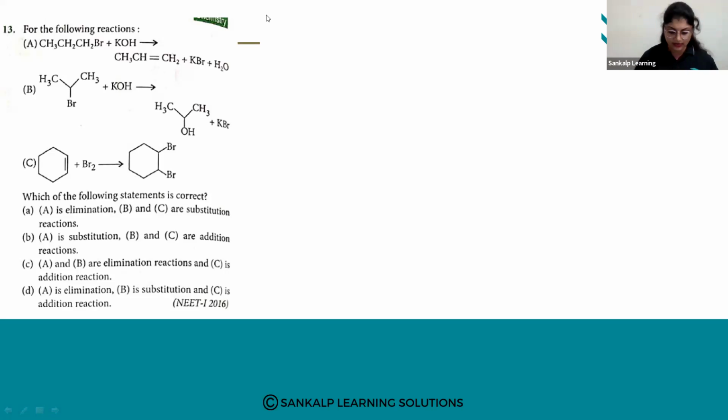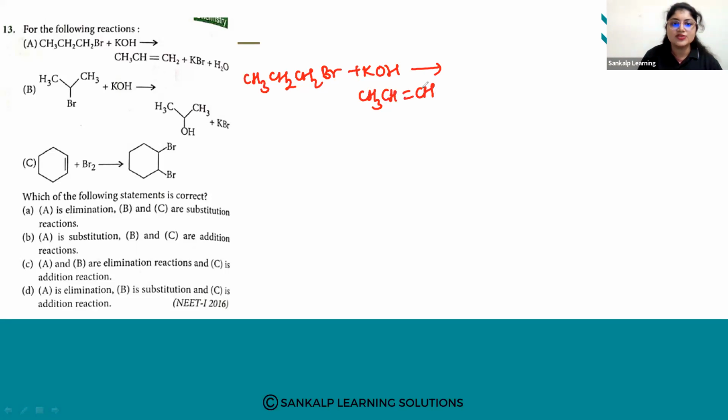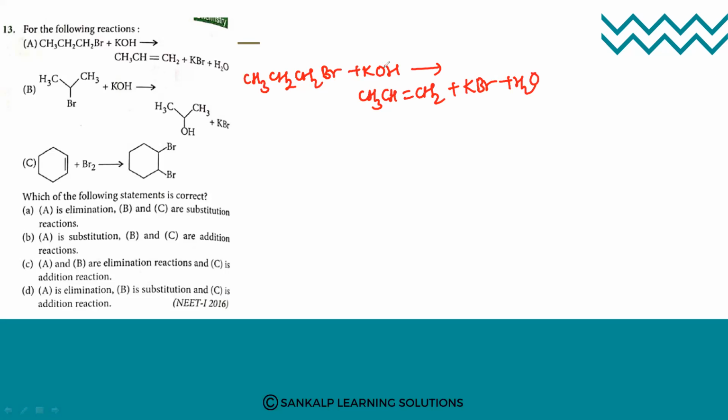So our first equation is CH3CH2CH2Br plus KOH, giving you CH3CH=CH2 plus KBr plus H2O. So what is happening here? KOH is a base, right? So the base is acting here. So base is present, what will happen?